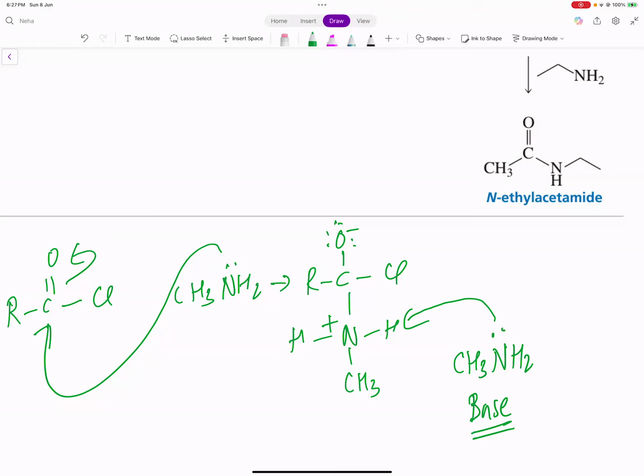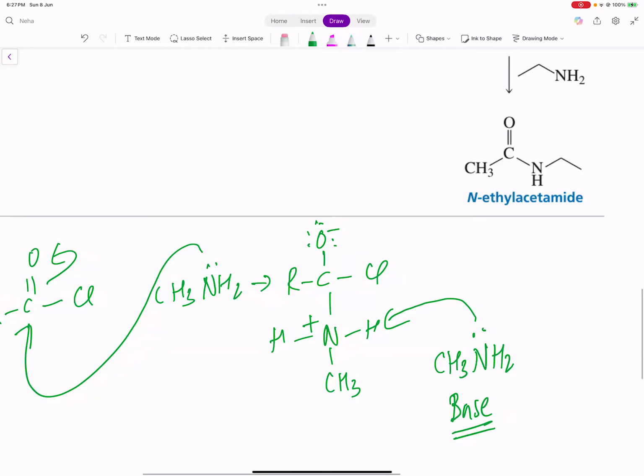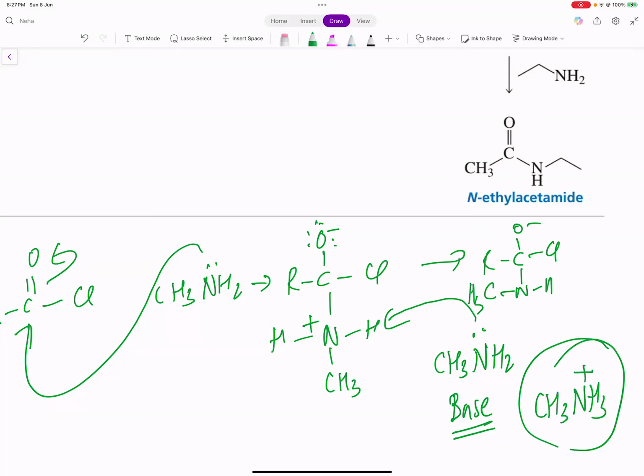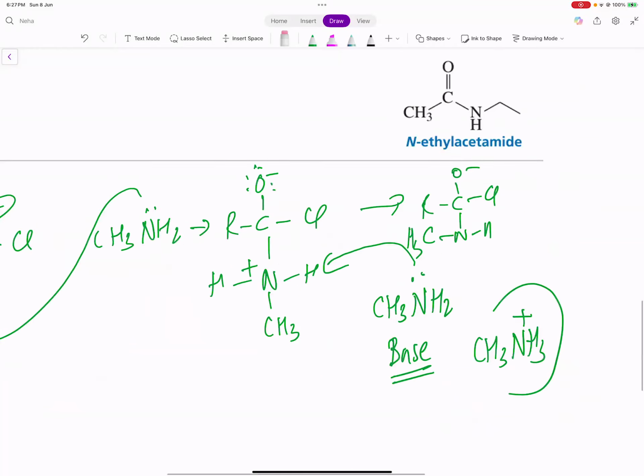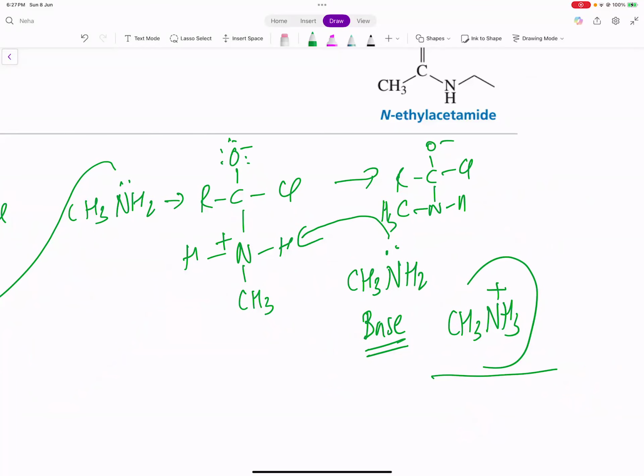Once this is acting as a base, if it picks up a proton, what I get is RCO minus, Cl, and NHCH3. And this CH3NH2, after picking this proton, has become CH3NH3 plus and Cl minus. Later on Cl minus will come. So now this cannot act as a nucleophile anymore, because it has become CH3NH3 plus.